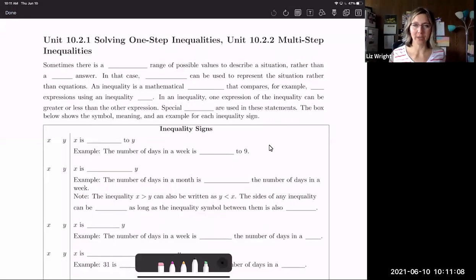Everybody. In this video, we are going to be talking about solving one-step and multi-step inequalities, which is unit 10.2.1 and 10.2.2. Just real quick, inequalities are similar yet also different to equations. So our solving process will still be really similar to what we did for solving equations. There is going to be one little step that will change just a little bit, and we're going to talk about that in today's video.